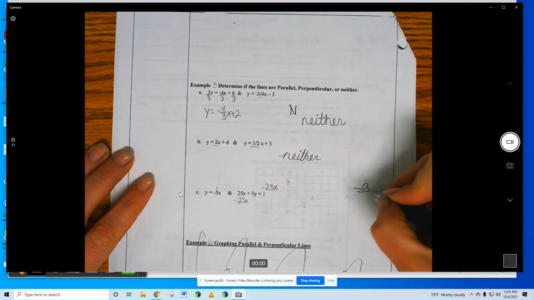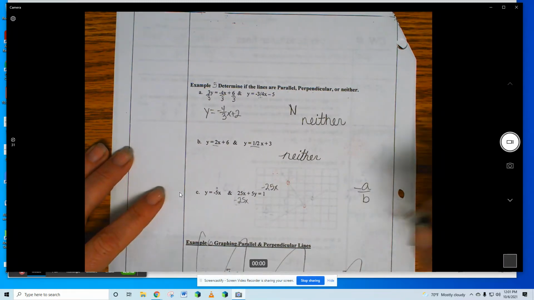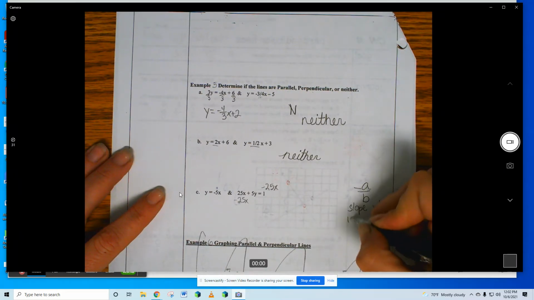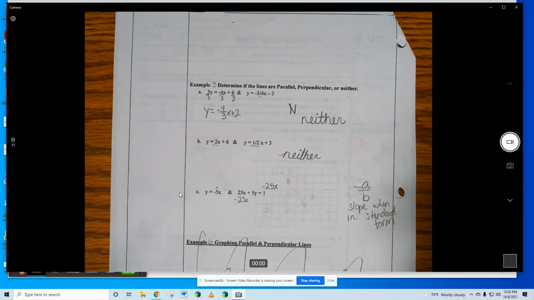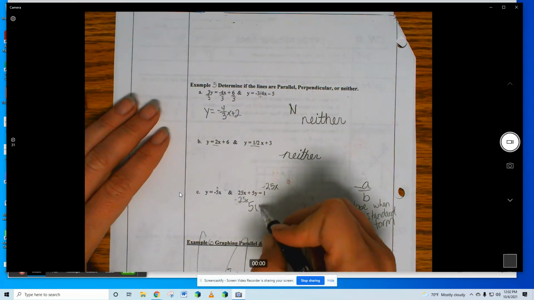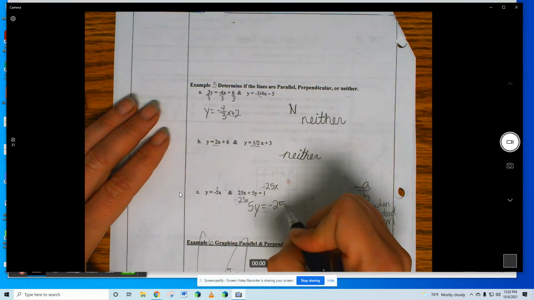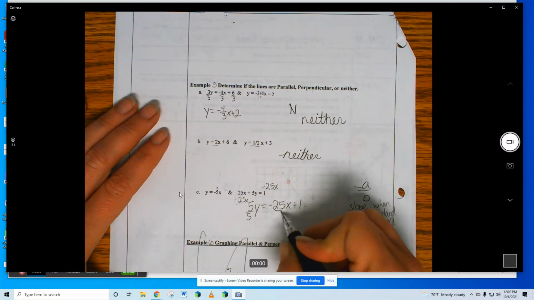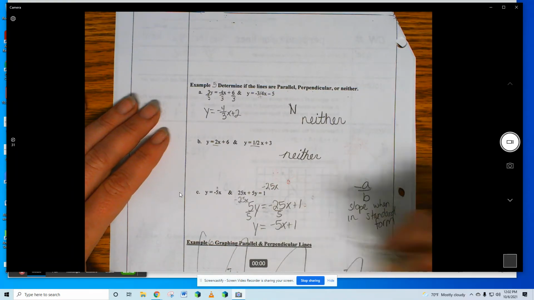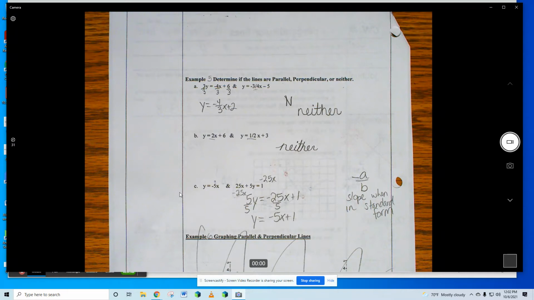Negative a over b is the slope when you're in standard form. So a shortcut to slope is going to be negative a over b. Let's see. I'm going to go the slow way, because you guys need the practice of changing to y equals mx plus b.